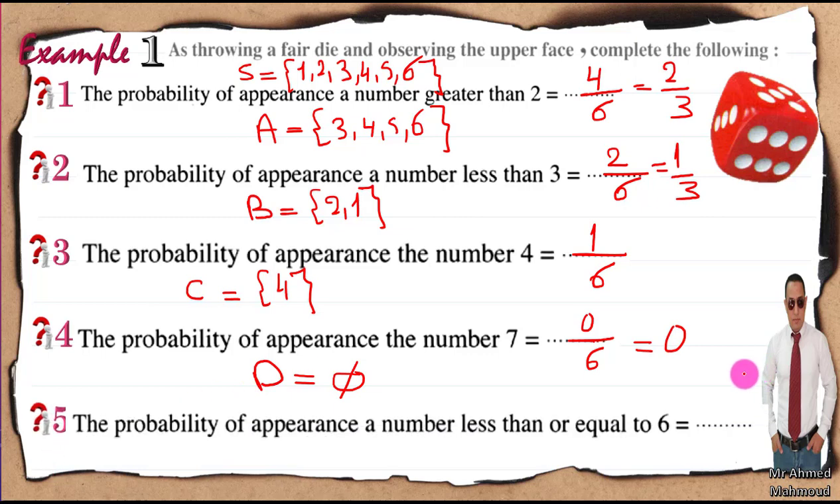Number 5, I'm going to call this one E. E is the appearance of a number less than or equal to 6, which is {1, 2, 3, 4, 5, 6}. The probability of this event equals 6 over 6, which is 1, or 100%. This one is called a certain or sure event. Remember, this is the impossible event, and this is the sure event.